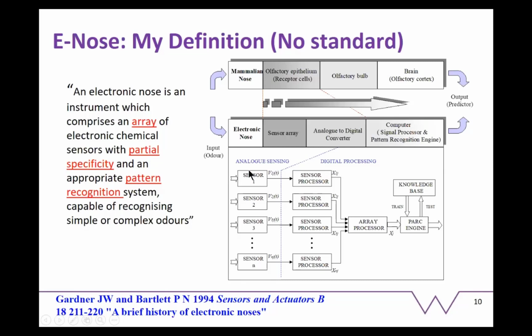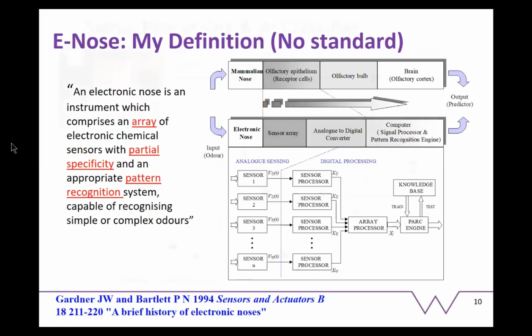Over here, I was showing it electronically: an analog chemical sensor at the front end, different sensors, pre-processing, digital processing, an array processor, a pattern recognition stage, and then output. This is my own definition that people do use, but as I said, there's no formal one.